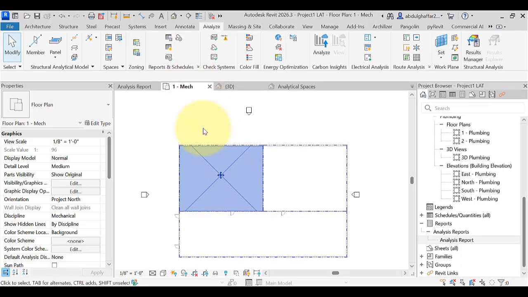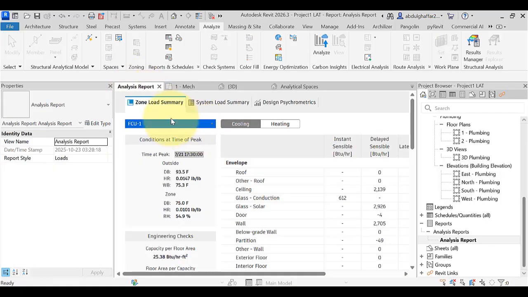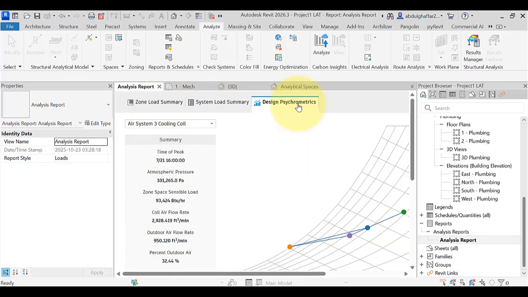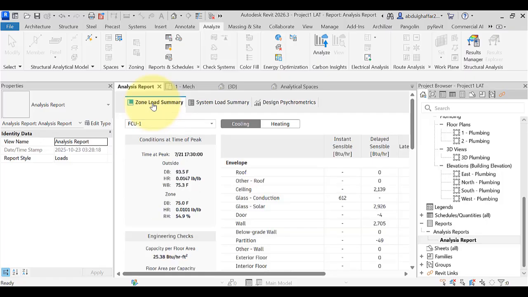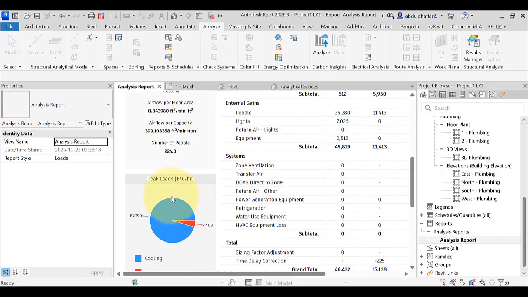Now students, in this lecture we discuss the analysis report in detail. So first of all, you see this is the zone load summary, this is the system load summary, and this is the design psychrometrics. In the zone load summary we can discuss the total heat generated inside the space.